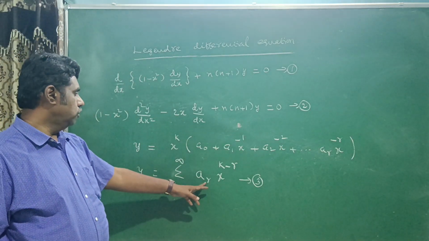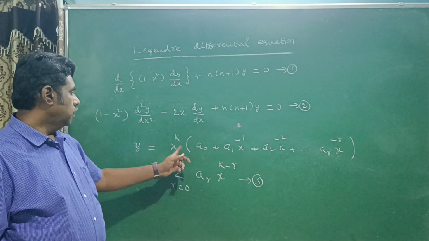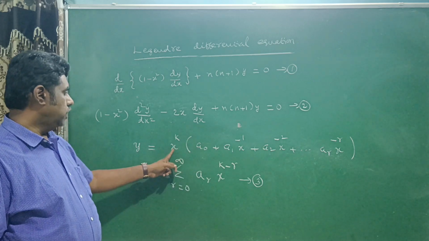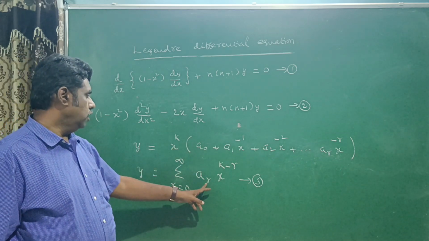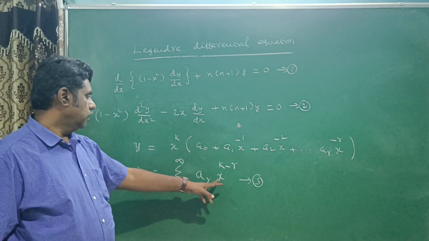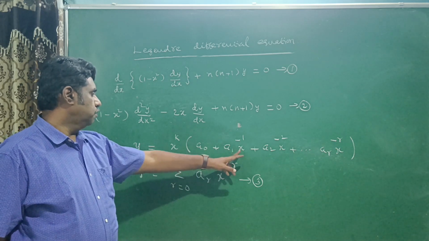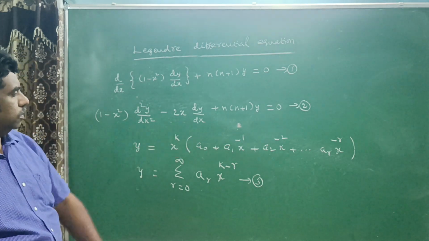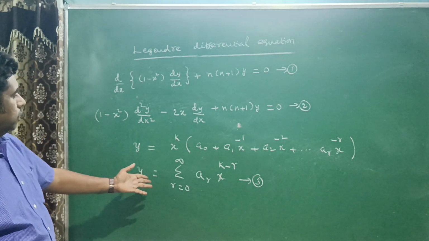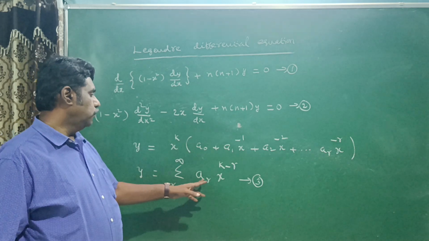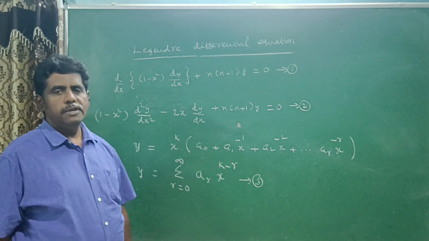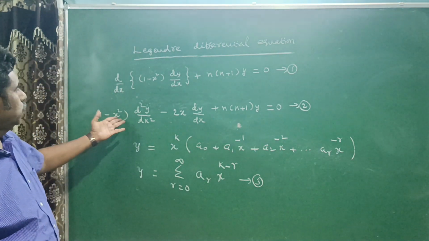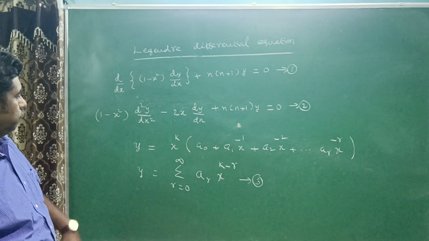Here put r equal to 0, we can get the first term a0 into x power k. If you put r equal to 1, we can get a1 x power k minus 1, the second term. In this way we can get all the terms. So y equal to summation over r equal to 0 to infinity ar x power k minus r could be the solution for this equation 2.